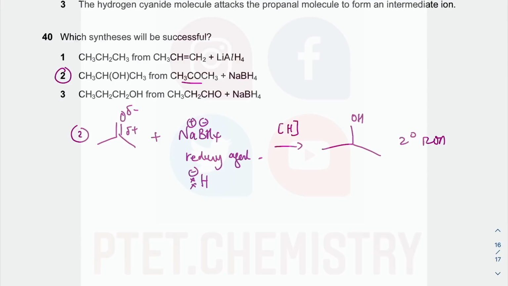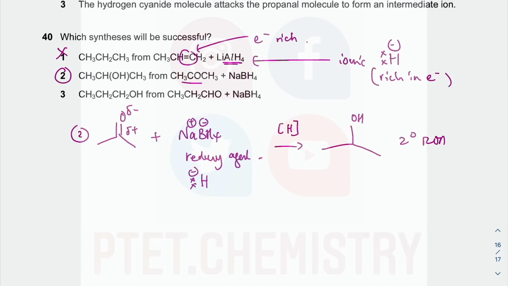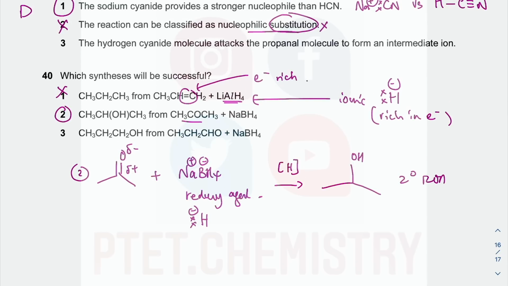Number 1, I can tell you is wrong, because that is electron rich. This is ionic. This is called a hydride, lithium aluminum hydride. It is rich in electrons. The thing with hydride as a reducing agent is that they are ionic and rich in electrons. They cannot and will not reduce alkene, because alkenes are electron rich. So there's the reason. 2 is correct, 1 is wrong.